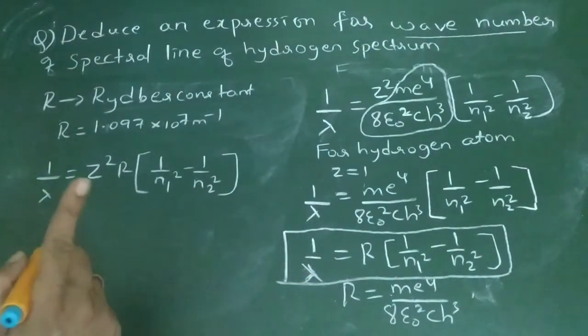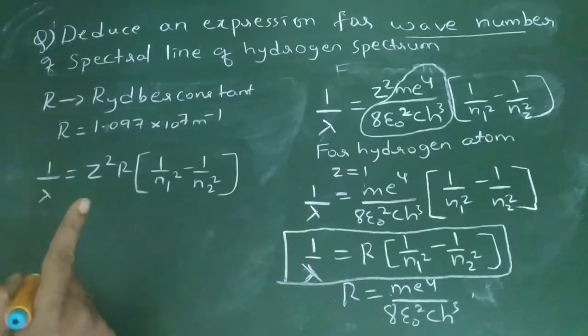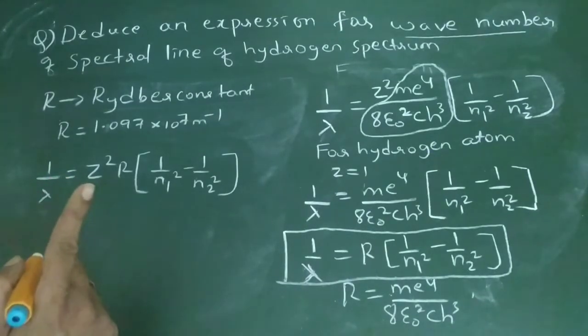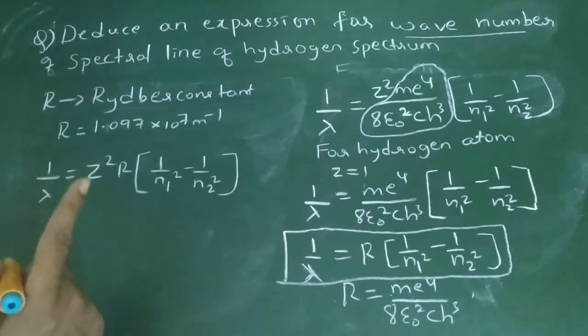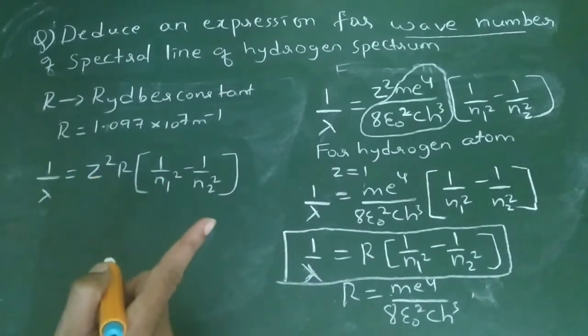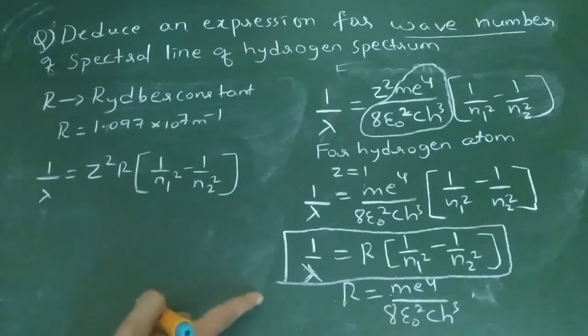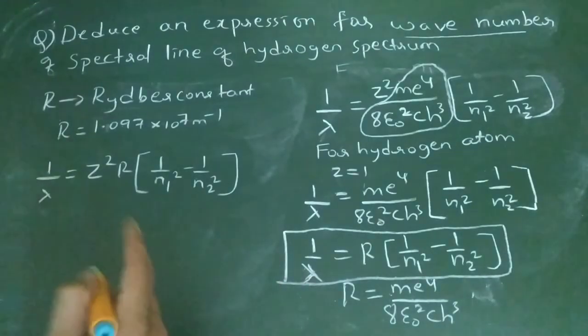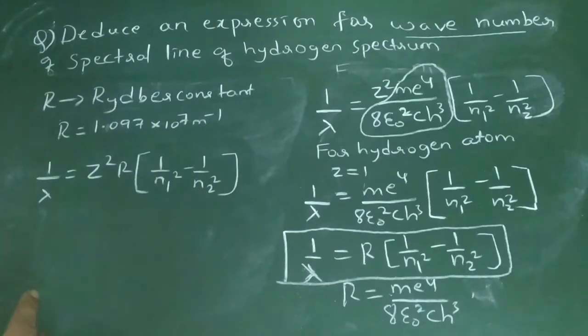Sometimes this derivation also can be asked. Frequently it is being asked, so don't get confused with the question. See this question: when they are talking about the wave number of spectral lines of the hydrogen spectrum, we are talking about this formula. Are you getting that? We are talking about this formula. Okay, this is one of the important questions for 5 marks.